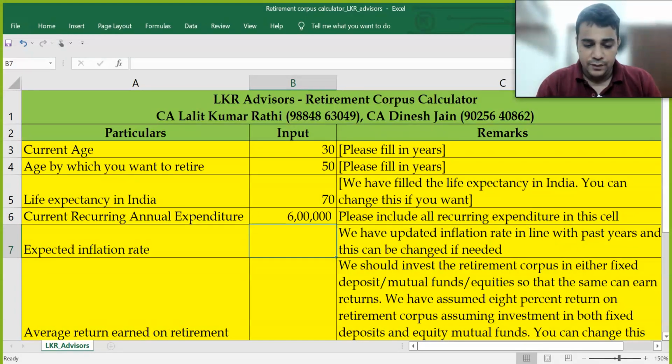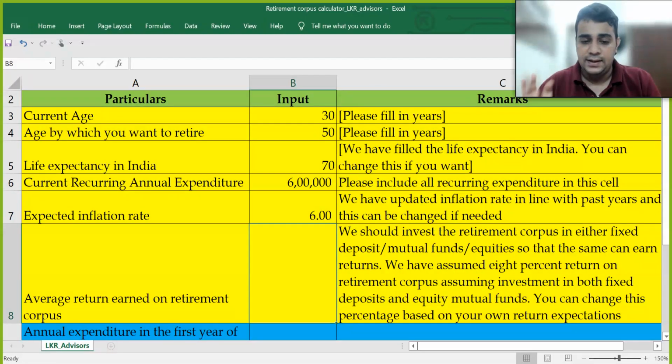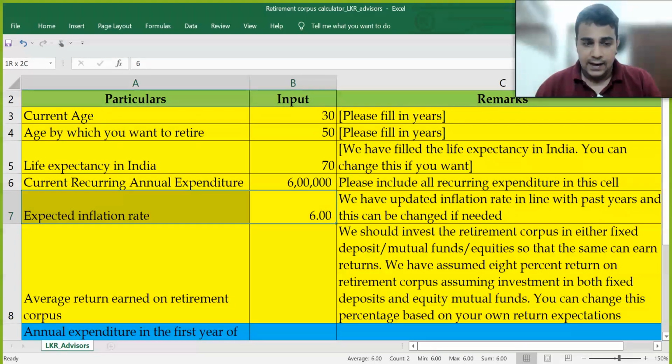Likely inflation, we take it as 6%. This is in line with India, where inflation is on average at 6%. If you have a different expectation on inflation, you can change it. See, life expectancy you can take as 70, inflation you can take as 6%.